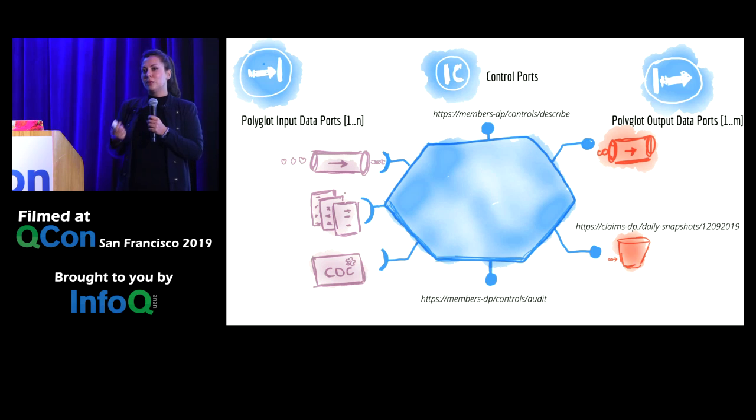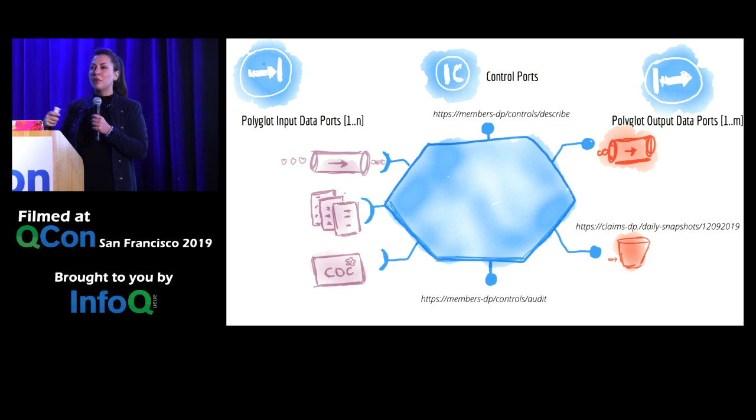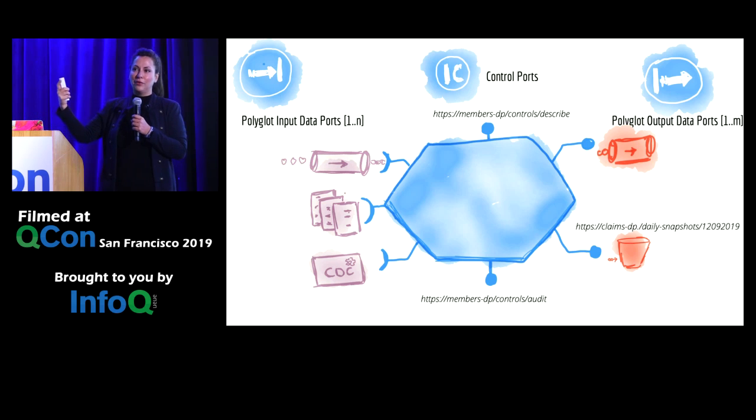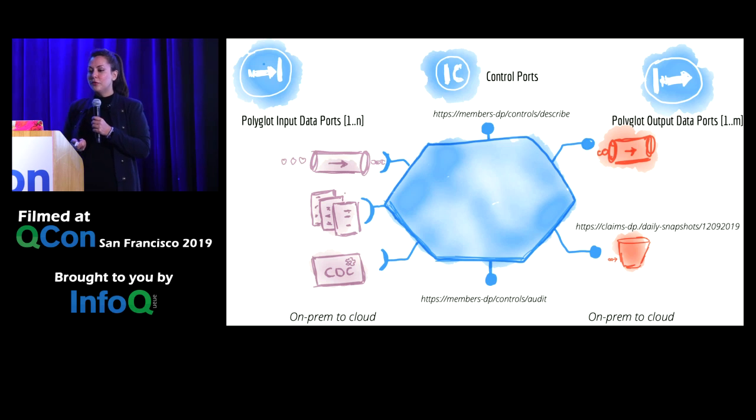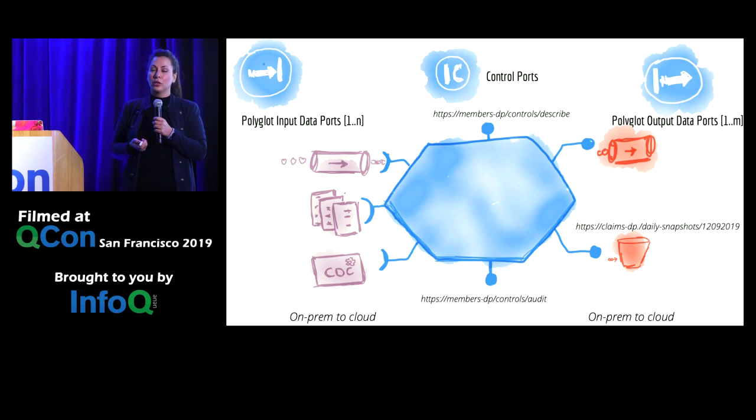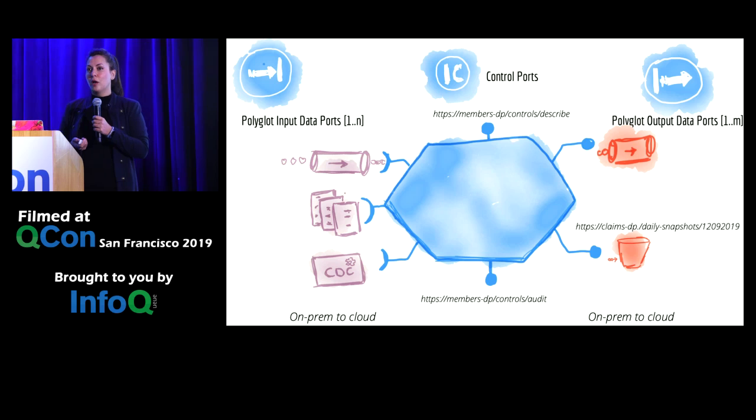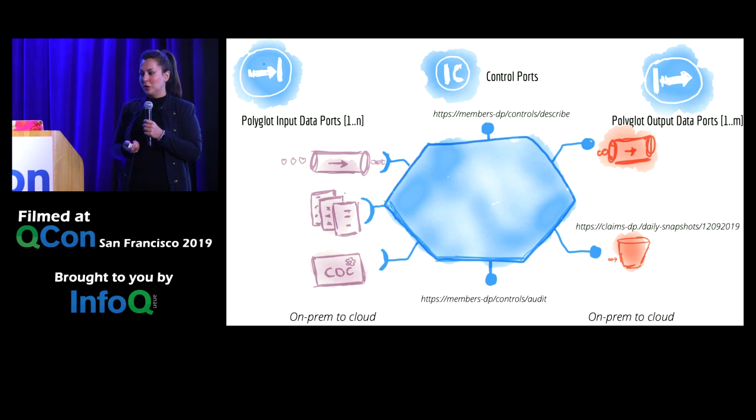And because of GDPR or CCPA or some of the audit requirements that governance teams usually have in the organization, we also provide an audit port. If you think about on-prem to cloud movement, that happens if your upstream happens to be on-prem and downstream happens to be on cloud, the copying from on-prem to cloud happens in the ports configuration.